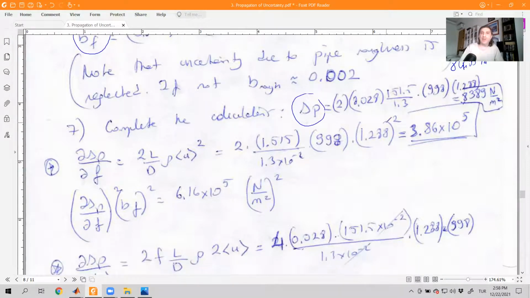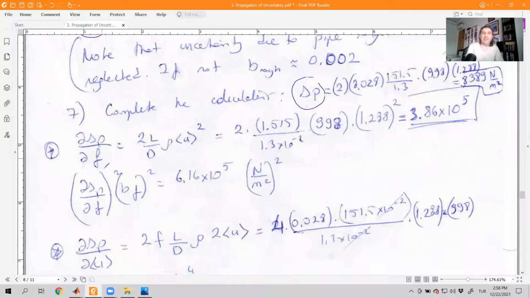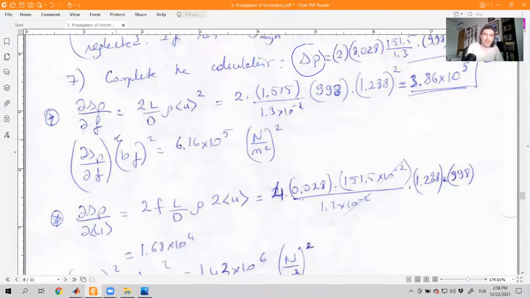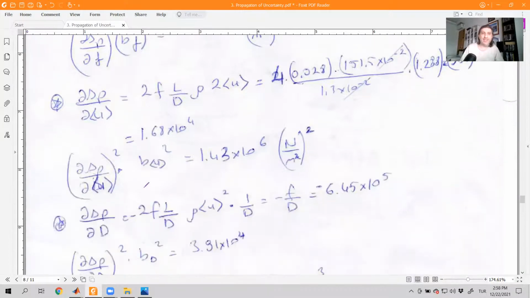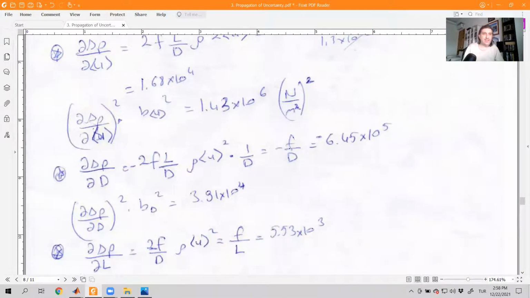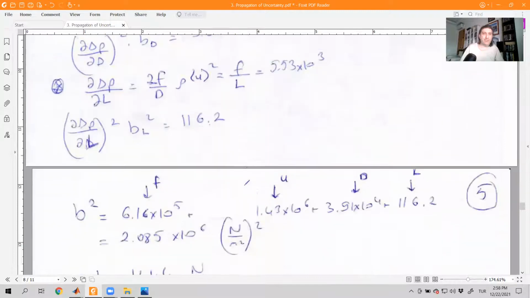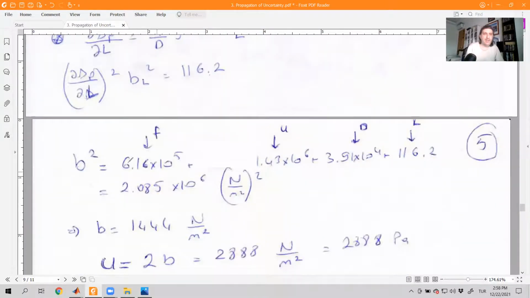Then what we do is I find the partial derivative with respect to each of these variables I talked about: fanning friction factor, average velocity, and what else, diameter and length. And after squaring these partial derivatives, I multiply with the squared bias of these terms, and I have computed all of them previously. When I do that, I can easily find the resulting values. All right, here I find the B square value.